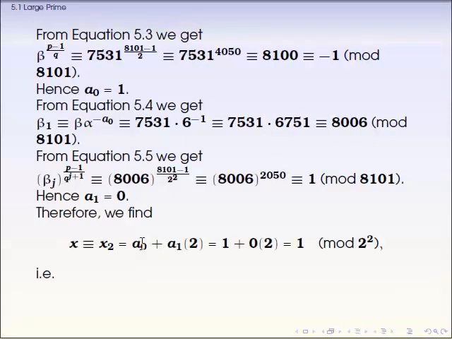Okay, so by that we can find the first value for x, written as x2 modulo 2 squared, which is 1 by this formula plus 0, which is 1. So we don't know what x is yet, but one thing is clear: this number should be congruent to 1 modulo 4.